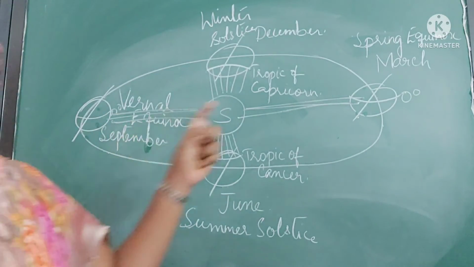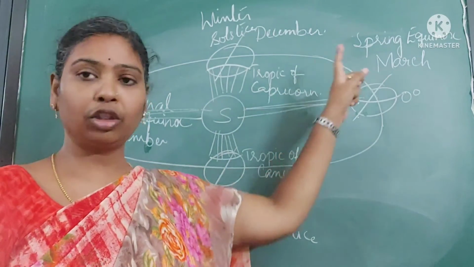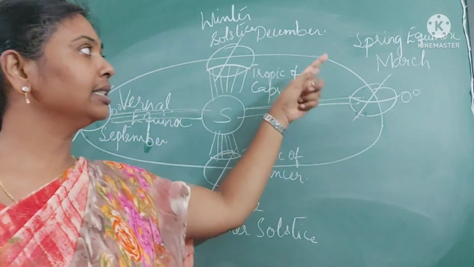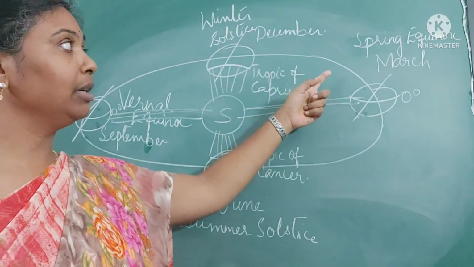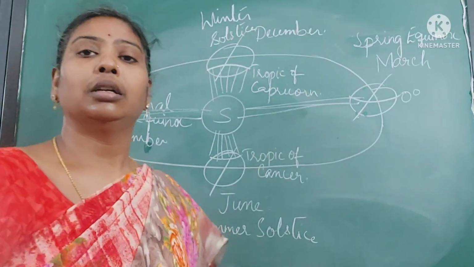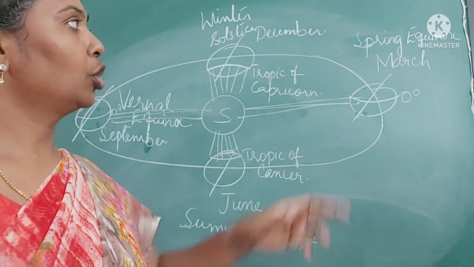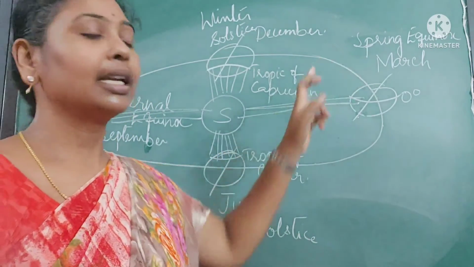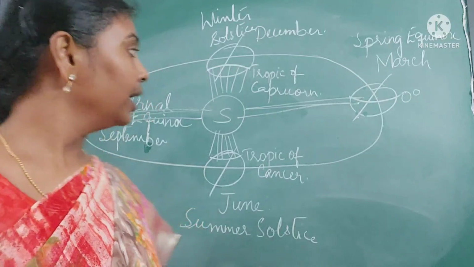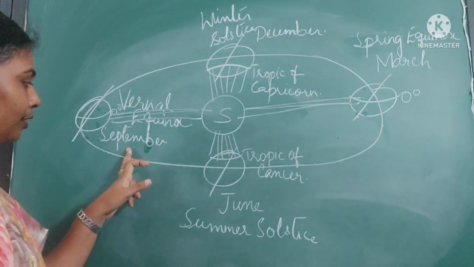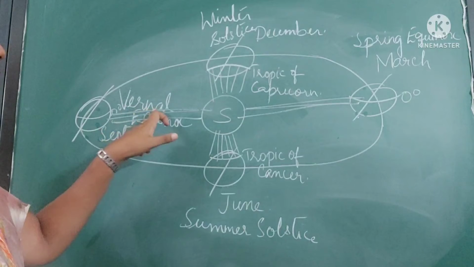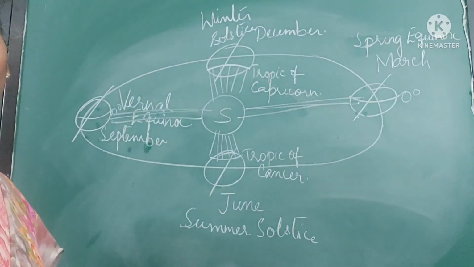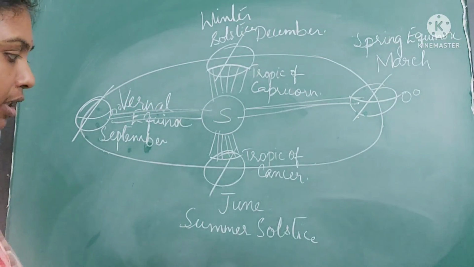So here in the month of March, the northern hemisphere will be experiencing spring. So we term it as spring equinox. Here again in the month of September, we will be experiencing autumn. So we are terming it as vernal or autumnal equinox.